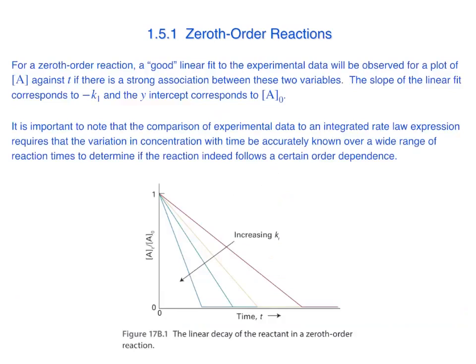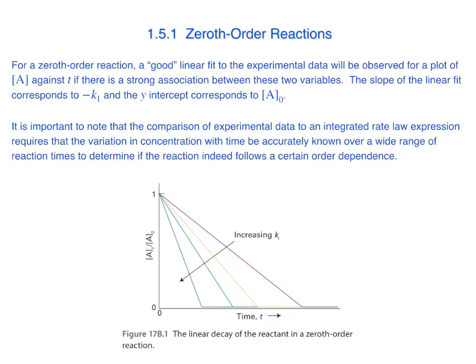So for a zeroth order reaction, a good linear fit to the experimental data will be observed for a plot of the concentration of A against time, if there is a strong association between these two variables. The slope of the linear fit corresponds to minus k1, and the y-intercept corresponds to the initial concentration of A. It is important to note that the comparison of experimental data to an integrated rate law expression requires that the variation in concentration with time be accurately known over a wide range of reaction times to determine if the reaction indeed follows a certain order dependence.